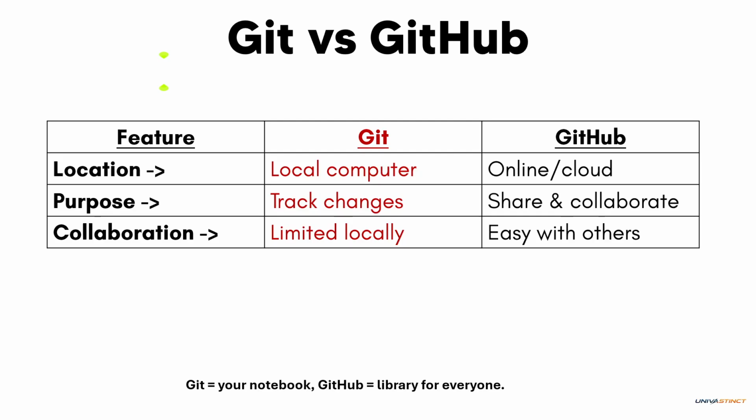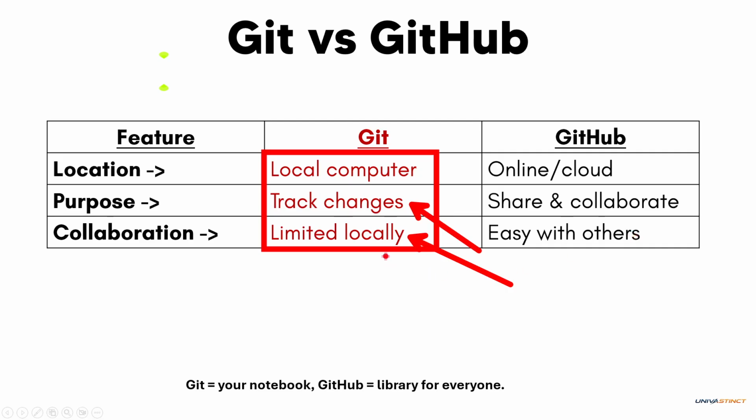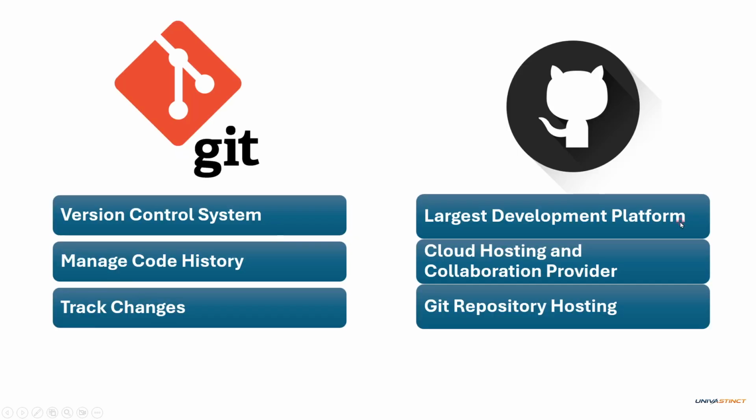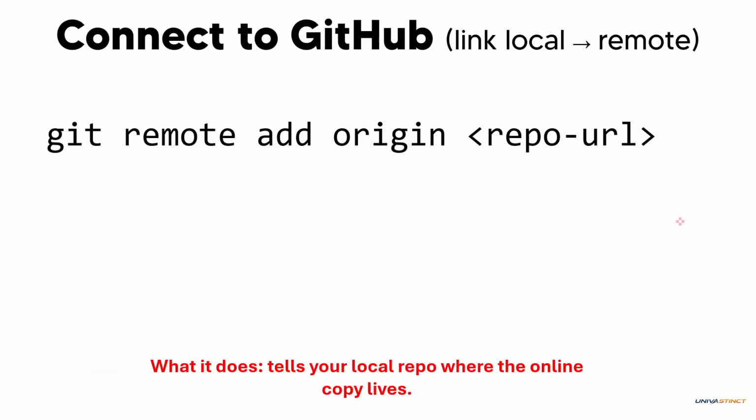All right, so these are the differences. You can only use Git locally on your computer. You can use it to track changes, and the disadvantage is that it is limited locally. So all your files, you can now decide to put on GitHub online. You can do more collaboration because it's online, of course. Okay, so let me show you how to do that in this case.